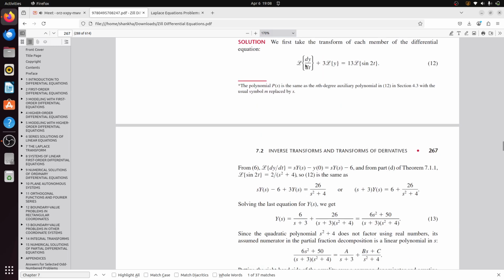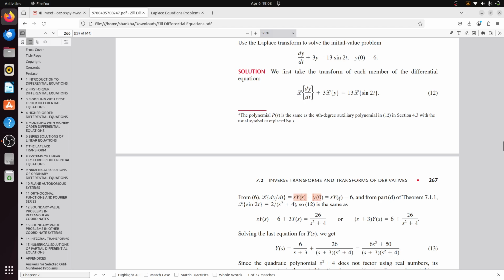Okay, so this is the Laplace transformation of dy/dt plus 3 times the Laplace transformation of y. The Laplace transformation of dy/dt, call it capital Y(s), will be sY(s) minus y(0), and 3 times the Laplace transformation of y is 3Y(s). You have the initial condition as 6, so that will be sY(s) minus 6.